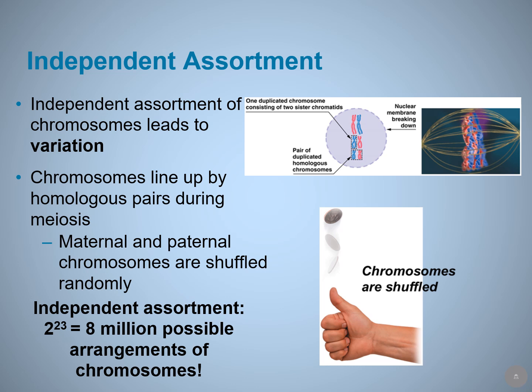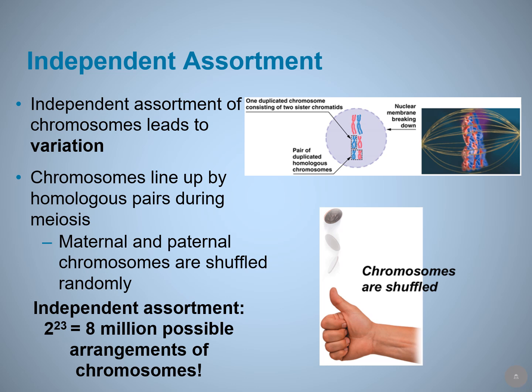Independent assortment is one of the things that will lead to variation. So what happens is that the chromosomes will line up very randomly down the middle of the cell when it's going through the cell cycle. As a result, this is going to create a huge genetic variation. Independent assortment alone can account for 8 million possibilities of arrangements of chromosomes.